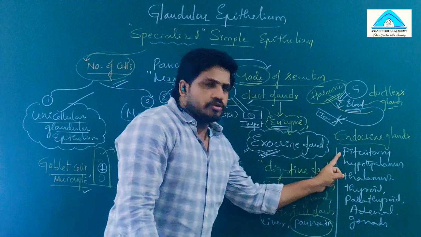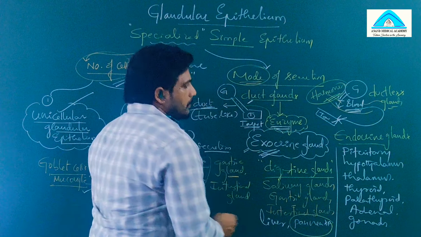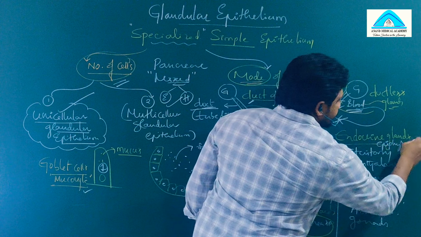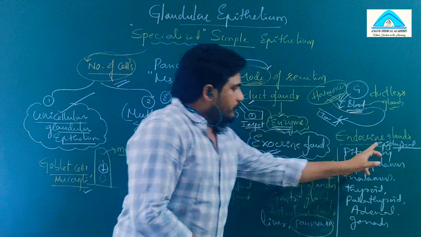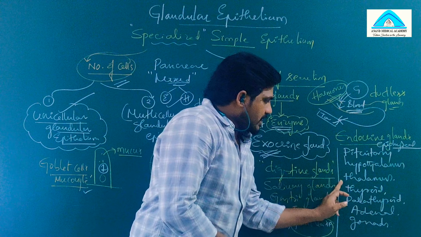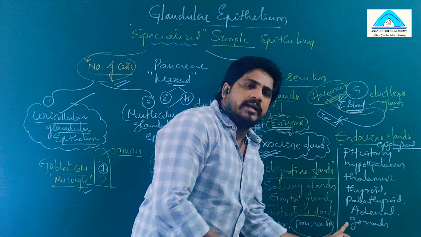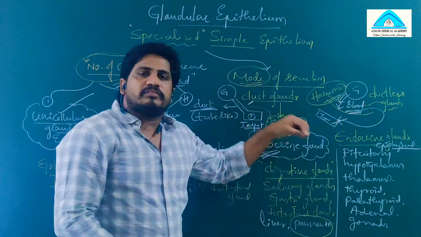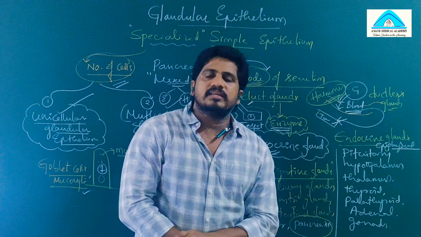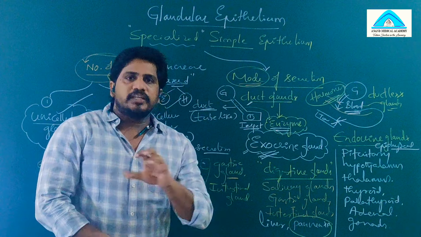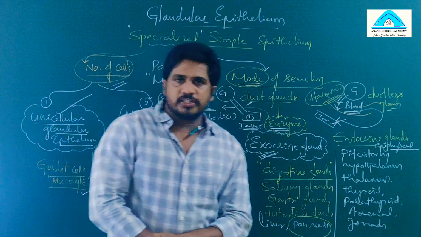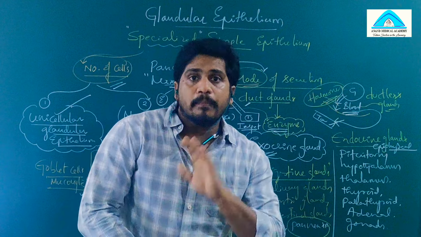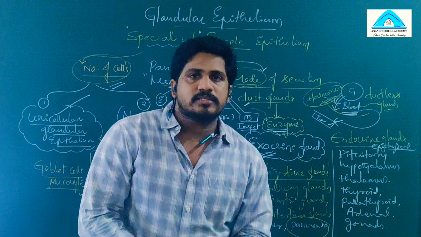For example, the pituitary gland, and the epiphyseal gland is also one of the examples. The epiphyseal gland is also called the pineal gland. Epiphyseal gland, pituitary gland, hypothalamus, thalamus, thyroid, parathyroid, adrenal and gonads. The pancreas is a mixed gland. The endocrine part of the pancreas is the islets of Langerhans. We will recall it at the time of chemical coordination in human physiology. Other than these two criteria, one more criterion is there, that is part of secretion. Let us see the last part.